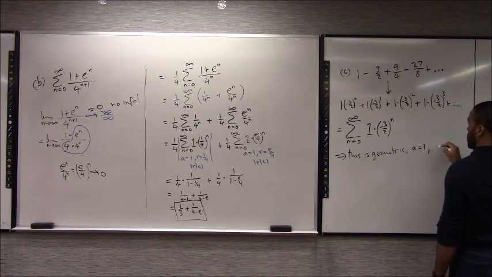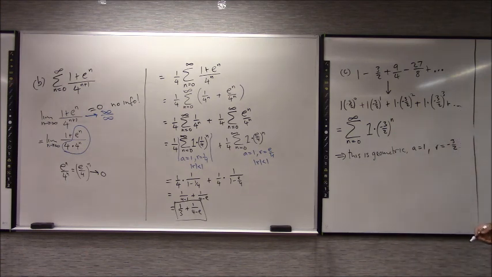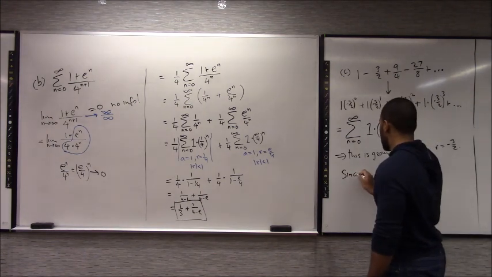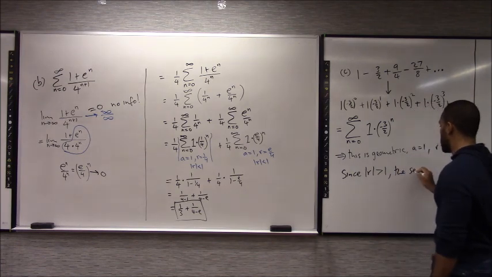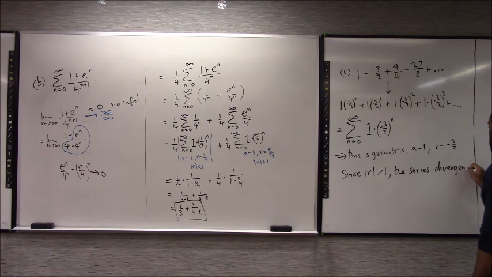Our a is 1, our r is minus 3 over 2. Conclusions? Yeah, so absolute value of r is greater than 1, so it's divergent. Since absolute value of r is greater than 1, the series diverges. So that's geometric, but it's a divergent geometric series.